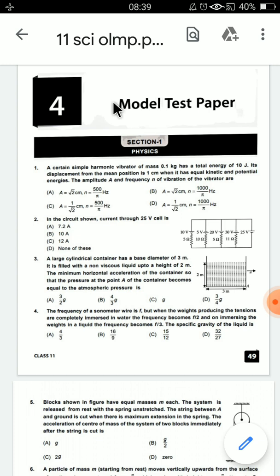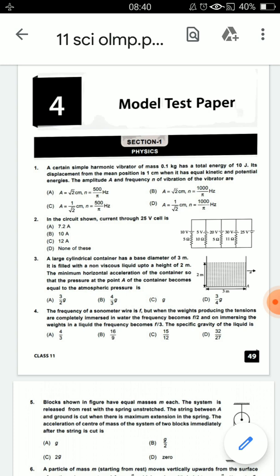When it has equal kinetic and potential energies, you need to calculate the amplitude A and the frequency N of the vibrator. The options are A, B, C and D. In option A, amplitude equal to √2 centimeter and the frequency N equal to 500 by pi hertz. In option B, the amplitude equal to √2 centimeter and the frequency N equal to 1000 by pi hertz.